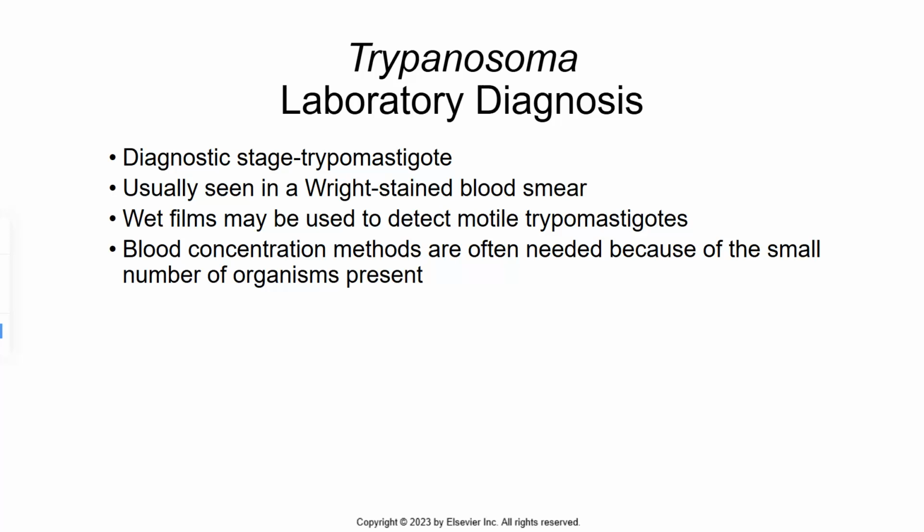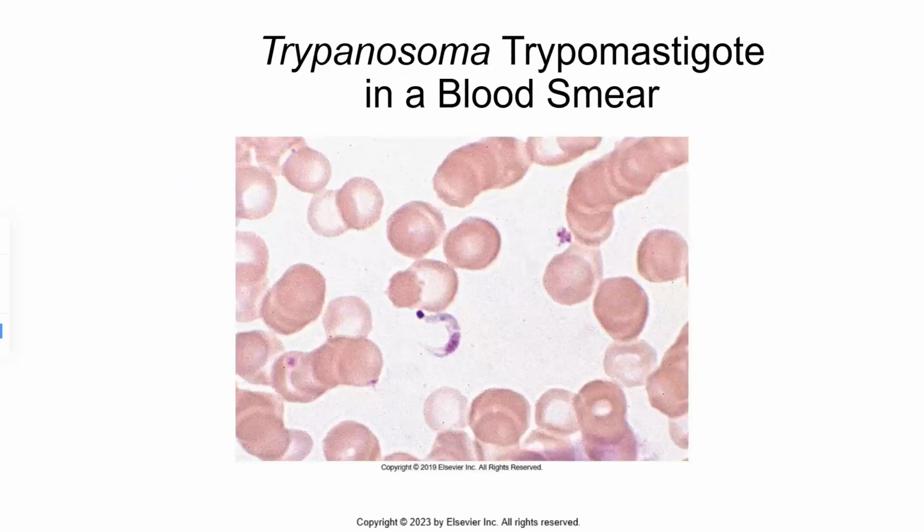The diagnostic stage is the trypomastigote, usually seen in a Wright-stained blood smear. Wet films may be used to detect motile trypomastigotes. Blood concentration methods are often needed because of the small number of organisms present. So there's a picture of Trypanosoma.